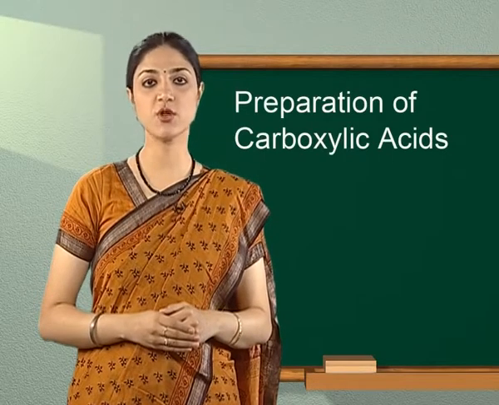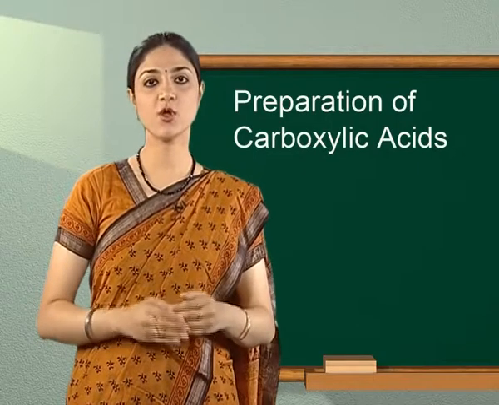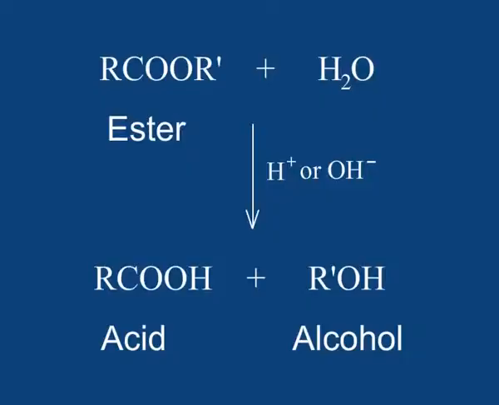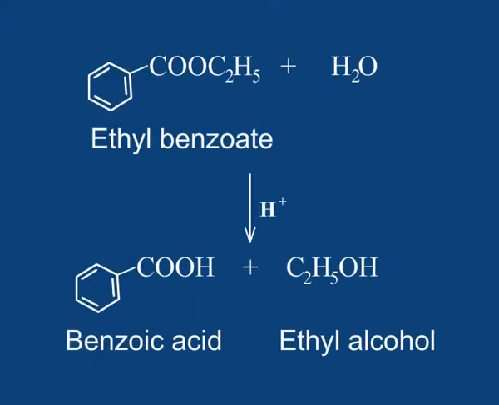Children, now we will see formation of acids by hydrolysis of esters. Let us first take a general equation. Esters are hydrolyzed with mineral acids or alkalis to give carboxylic acids and alcohols. Ethyl acetate reacts with water in presence of acids to form acetic acid and ethyl alcohol. Ethyl benzoate reacts with water in presence of acids to form benzoic acid and ethyl alcohol.